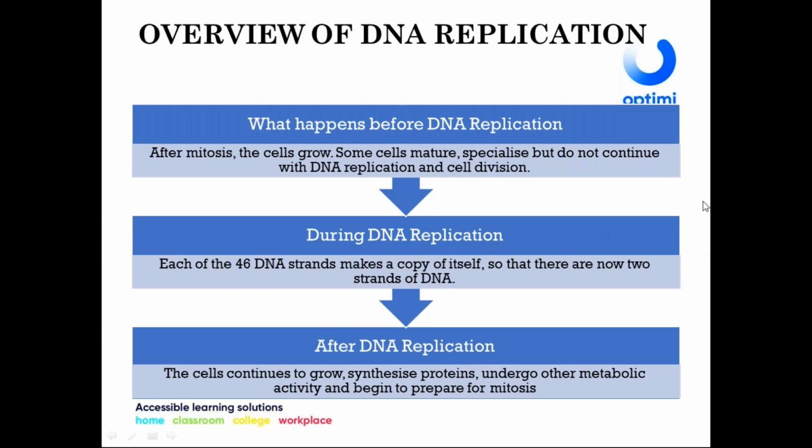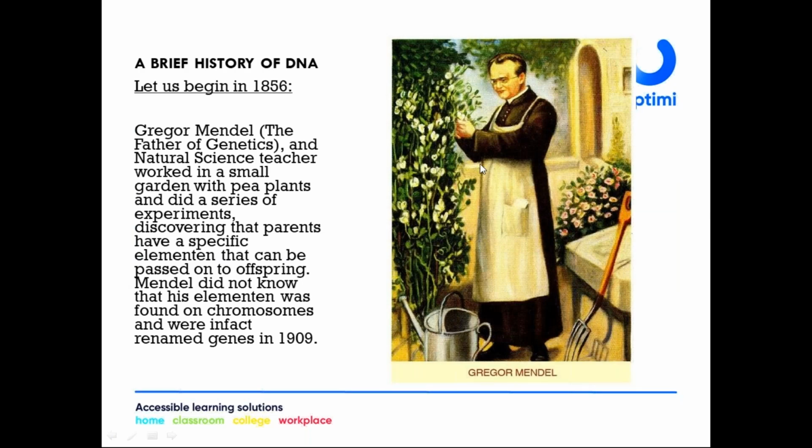All right. So let's just look at a brief history of where this began. It began in 1856 with a natural science teacher who was working in his garden with pea plants. His name was Gregor Mendel, also known as the father of genetics. During his experiments, he discovered that parents have a specific element that can be passed on to offspring. He discovered that parents have a certain element that they pass on to their offspring.